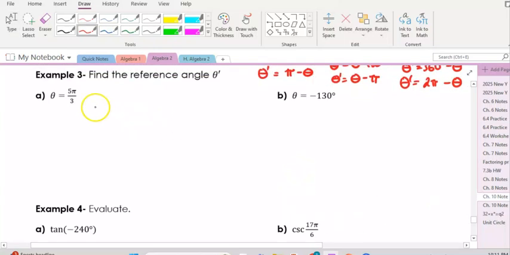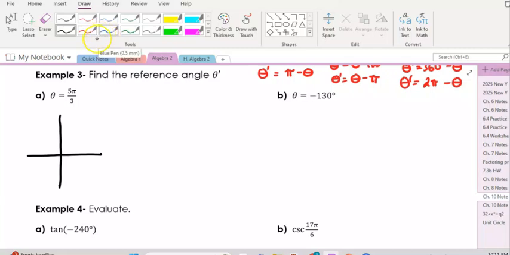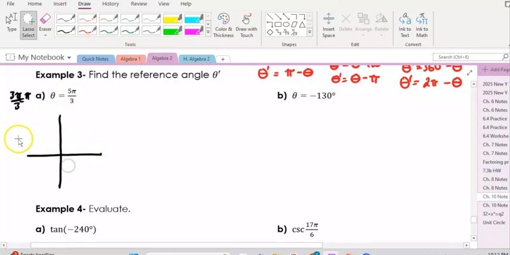So on this one, your angle is 5 pi over 3. The key is figuring out which quadrant you're in. If you think about where 5 pi over 3 would be, keep in mind that 3 pi over 3 would be pi. So if you're at 5 pi over 3, you're past 3 pi over 3. I can always look at my unit circle to help me figure that out. And where I am, I'm right down here, and that's in the 4th quadrant.